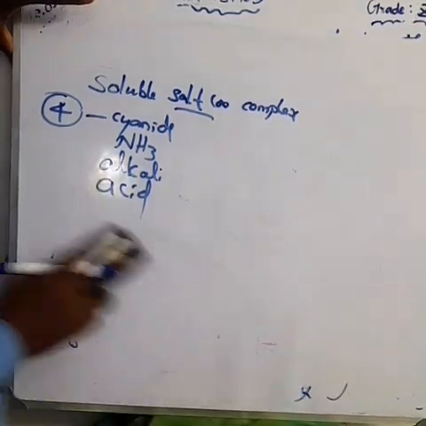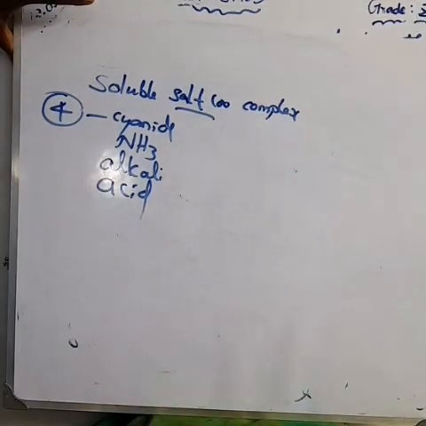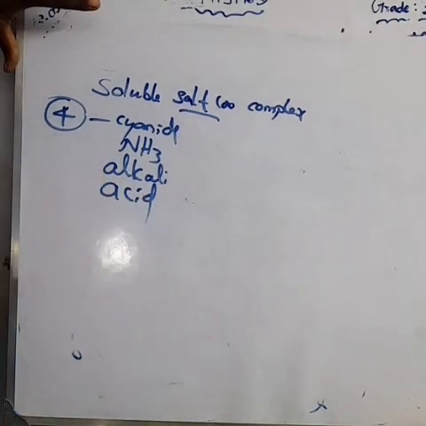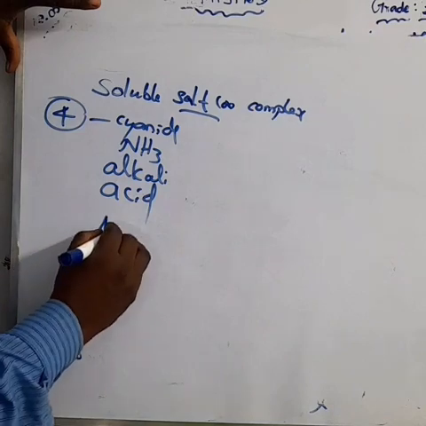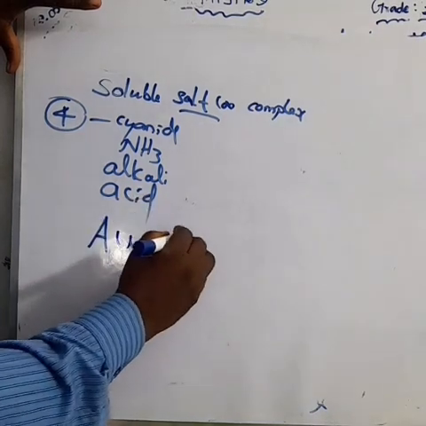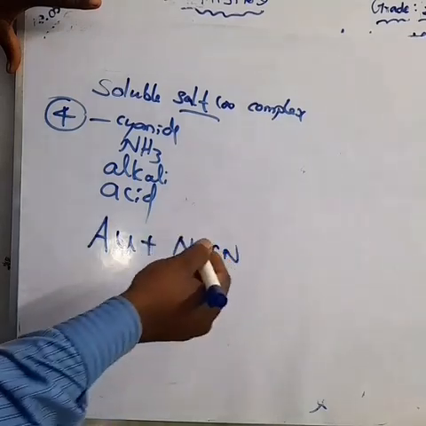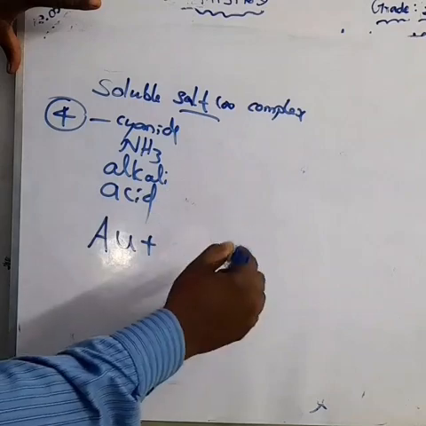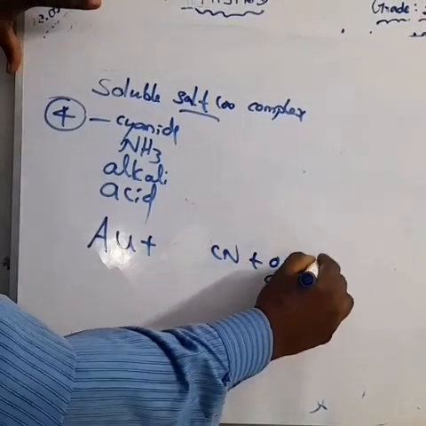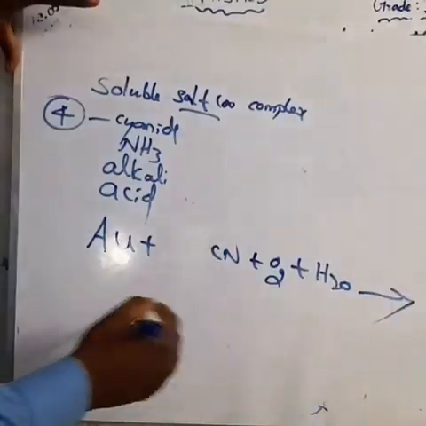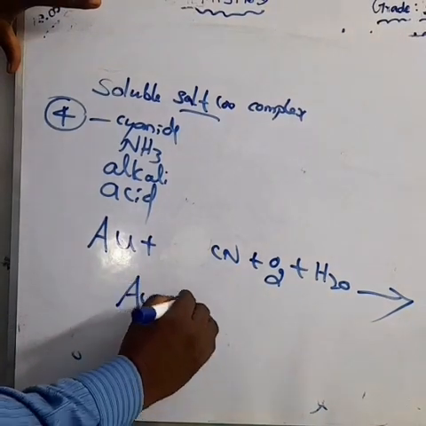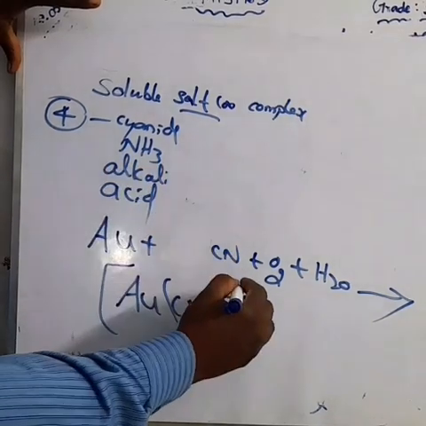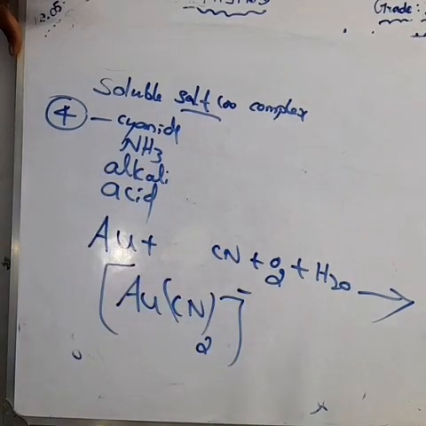Cyanide leaching means the crushed ore of gold is leached with a dilute solution of sodium cyanide. Here gold reacts with sodium cyanide, and on treatment with the sodium cyanide we get one complex. What is the name of this complex? The complex formula is [Au(CN)2]-. It is the dicyanidoaurate ion.